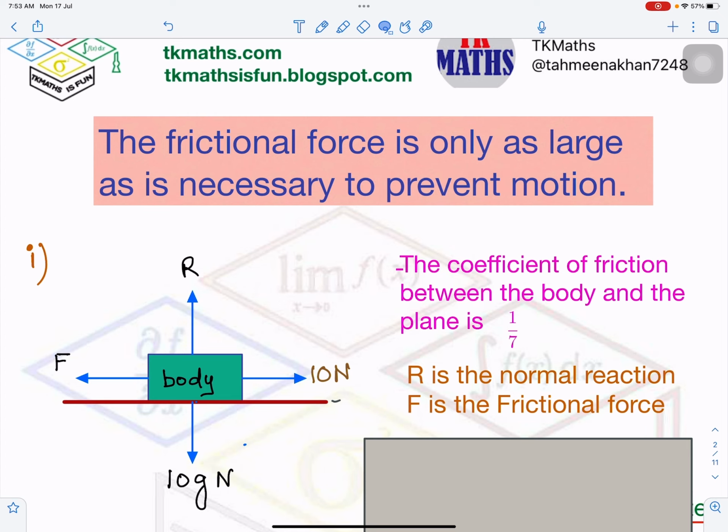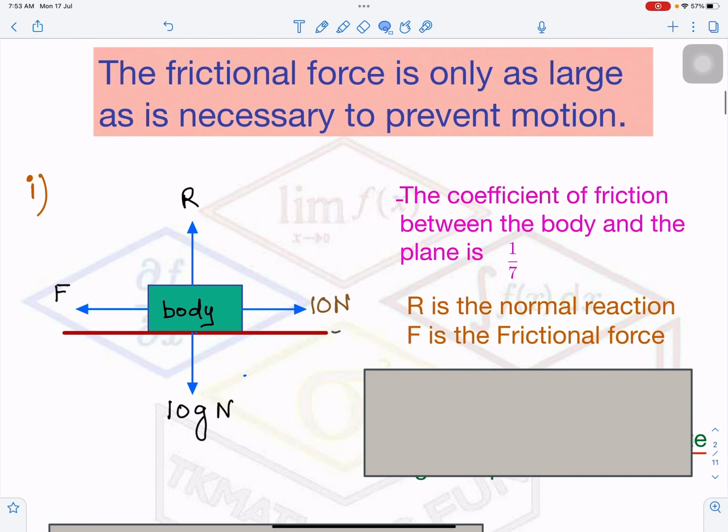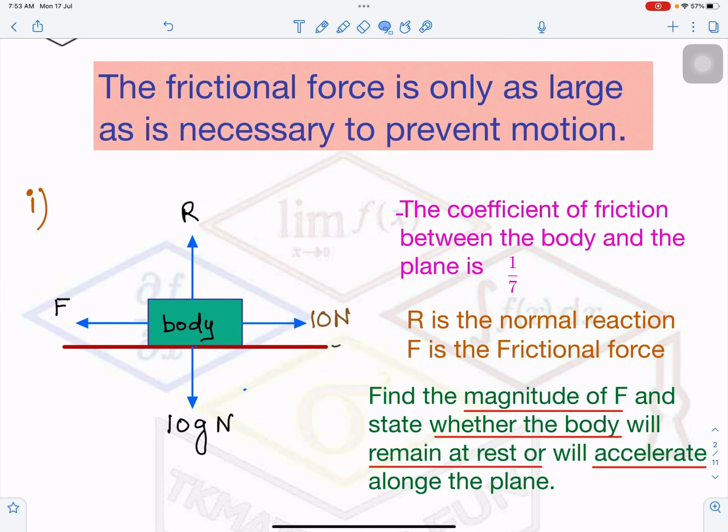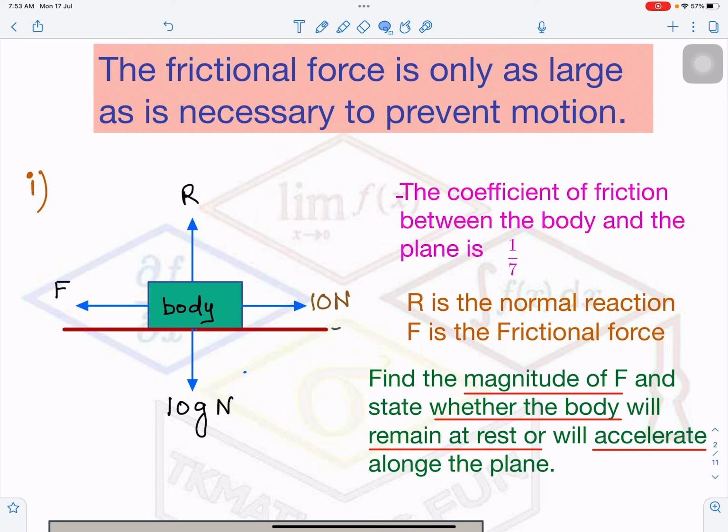the coefficient of friction between the body and the plane is 1/7. R, I have told you, is the normal reaction, F is the frictional force. So the statement initially given was, the frictional force is only as large as is necessary to prevent motion. So first of all, we have to see the maximum frictional force here, right? And then we will find out the magnitude of F which is applied in this question, meaning how much frictional force is necessary to prevent motion in this case. Will the maximum be applied here or not? And then we will decide whether the body will move or it will remain at rest.